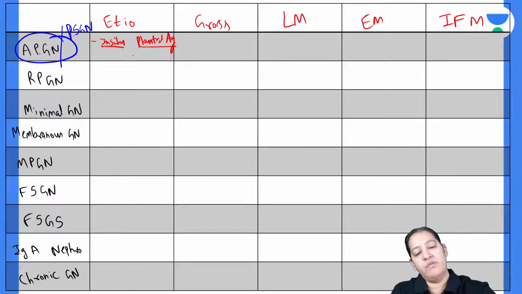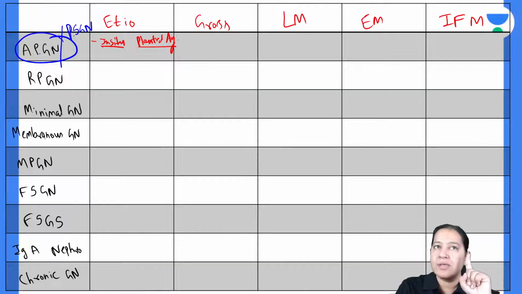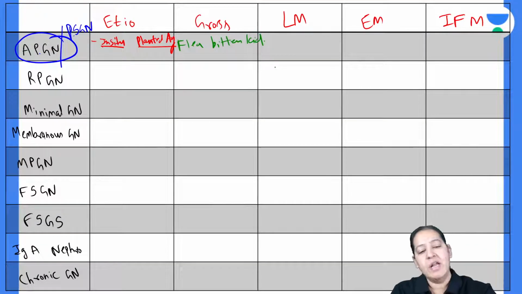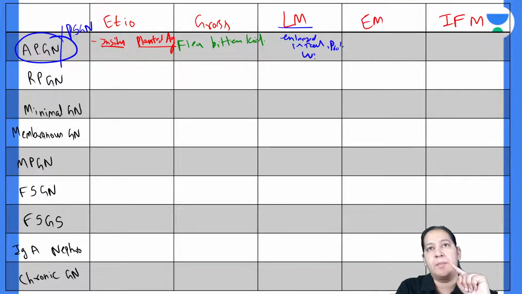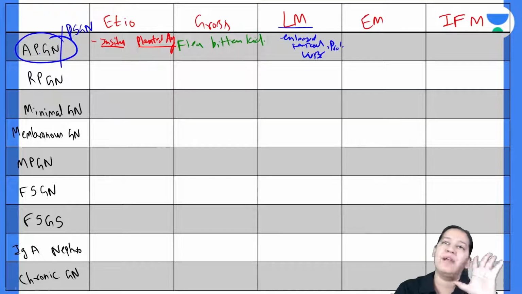What is the gross? Who will tell me the gross? In gross, learn one word. Flea bitten kidney. What do you mean by flea bitten kidney? Multiple petechial hemorrhages on the surfaces of the kidney, right? Now the 3 microscopy. On light microscopy, the glomerulus is enlarged. It is hypercellular. It is proliferative and infiltrated by WBCs, leukocyte, that is neutrophil and lymphocyte.